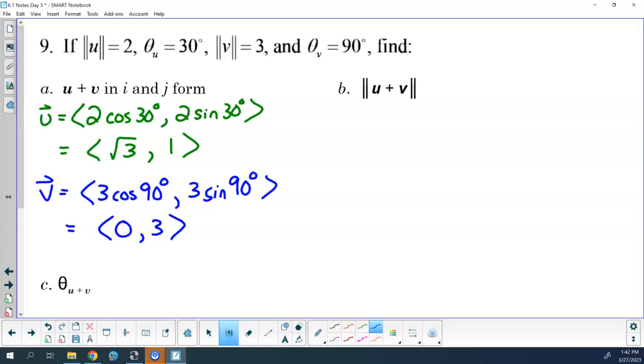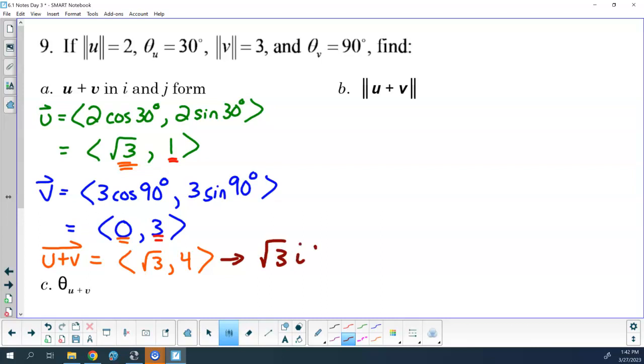So vector u plus v in component form would be the square root of 3, comma 4, because I would add this number to that number, and I would add this number to that number. In i and j linear combination form, that's going to be the square root of 3 i plus 4 j.